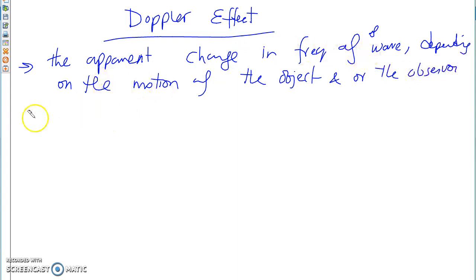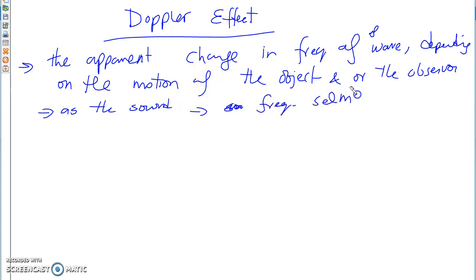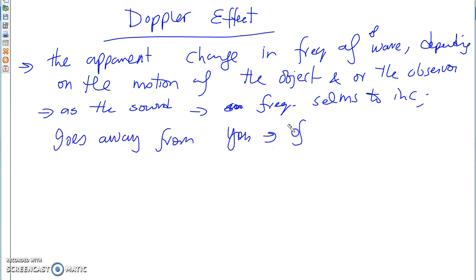Okay, so the apparent change, of course, basically means that as the sound or wave gets closer to you, the frequency seems to increase, and as it goes away from you, your frequency decreases. Apparent change in frequency, right?